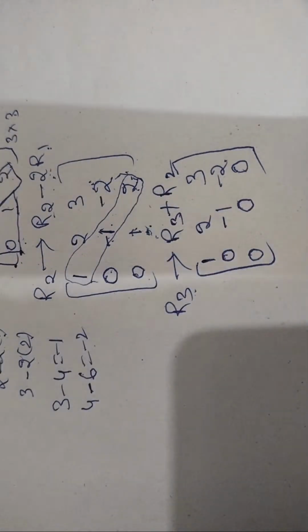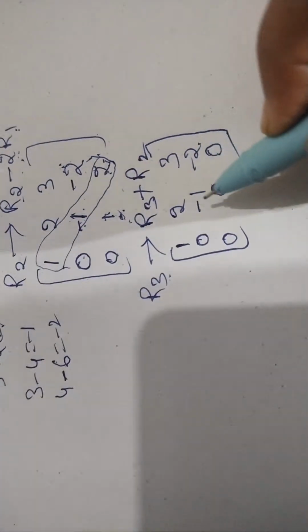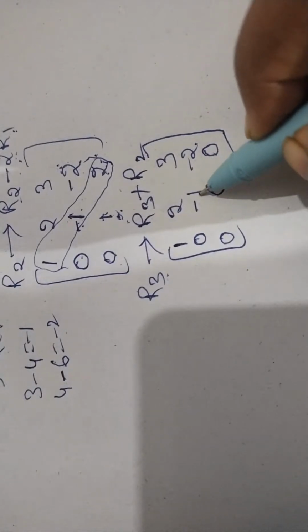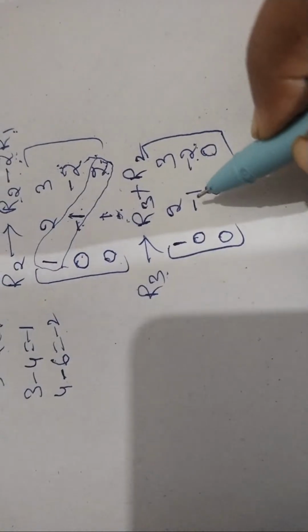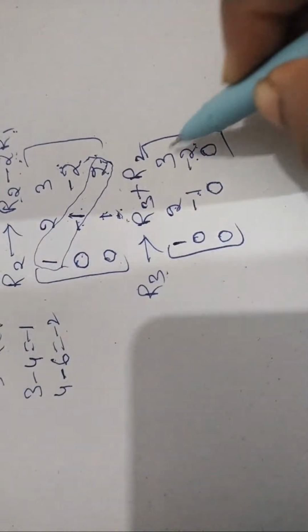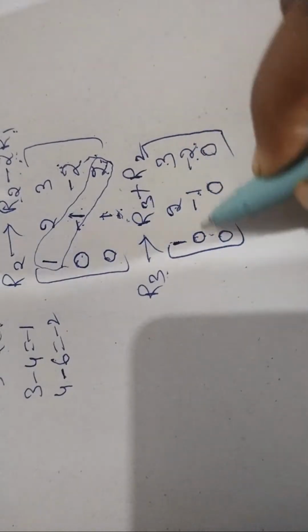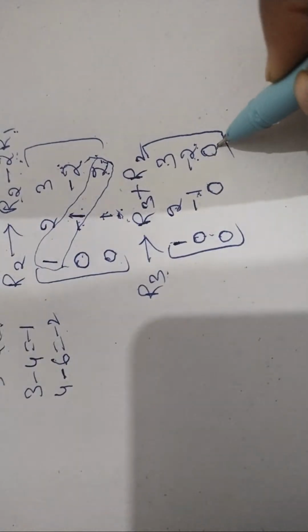So up to here, I made zeros. Now, if I want to make minus 1 also 0, minus 2 also 0, there is no chance. Why? Because if I add with this 2, again we get 1 here. There is no chance to make these two zeros. So it is the last step.